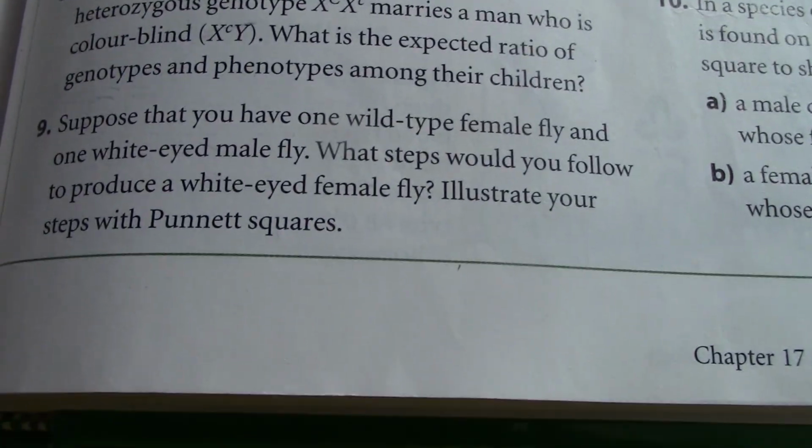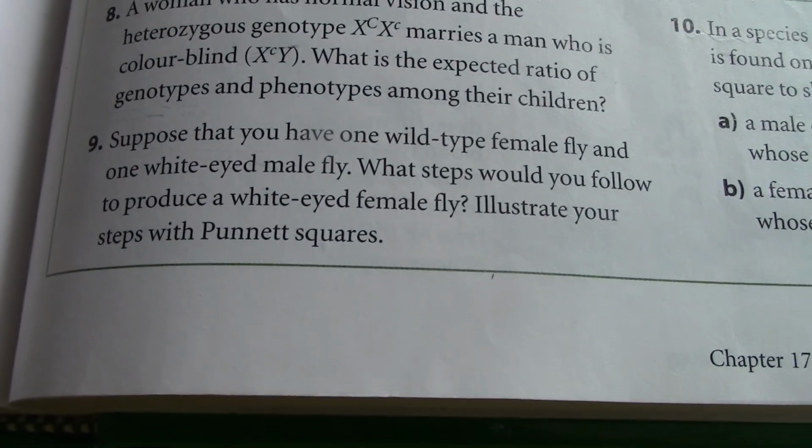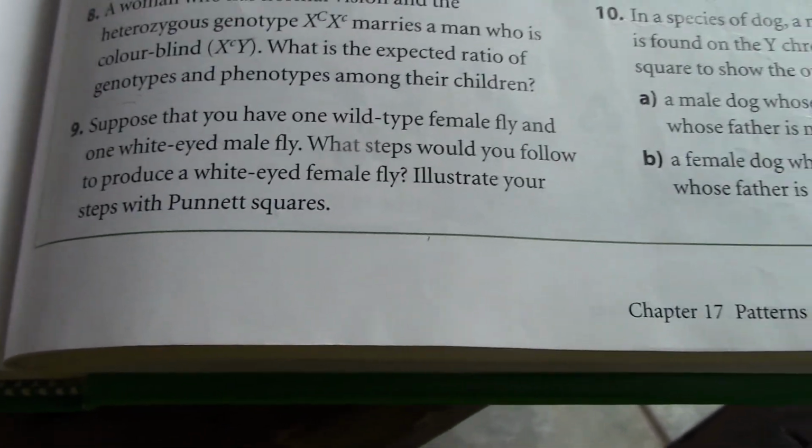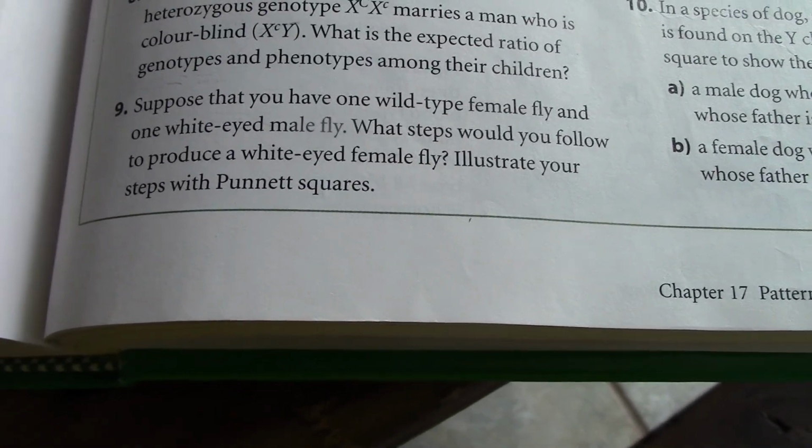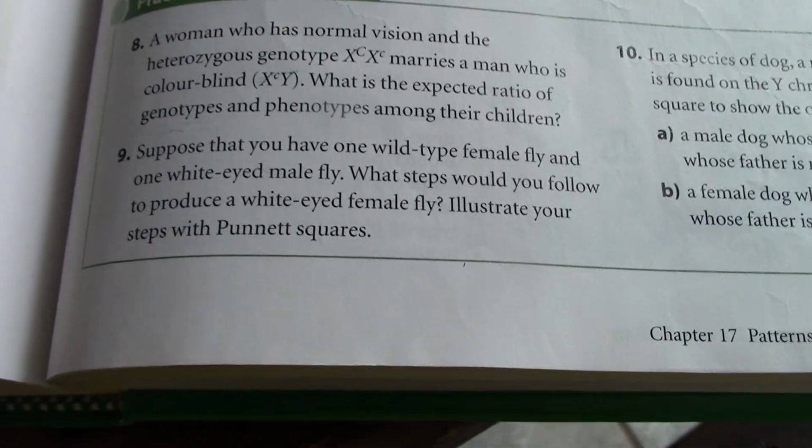So it says, suppose that you have one wild type female fly. So she's actually this, X little r, and one white-eyed male fly. So X little r, y. What steps would you follow to produce a white-eyed female fly? Illustrate your steps with Punnett squares. Sorry, you have one wild-type female fly. So she has red eyes, and this is a white-eyed male.